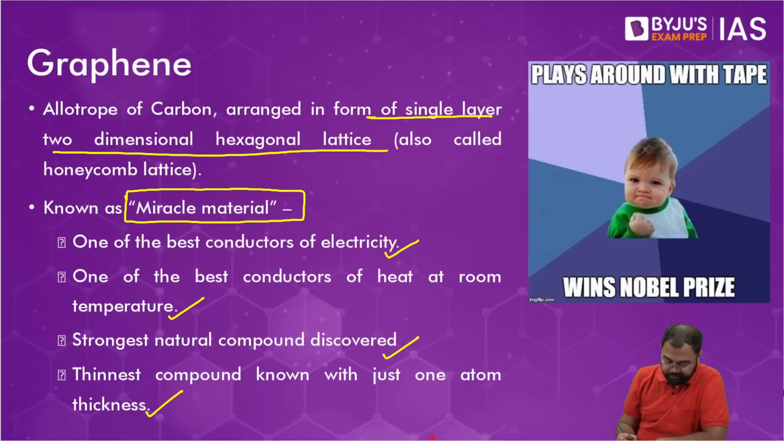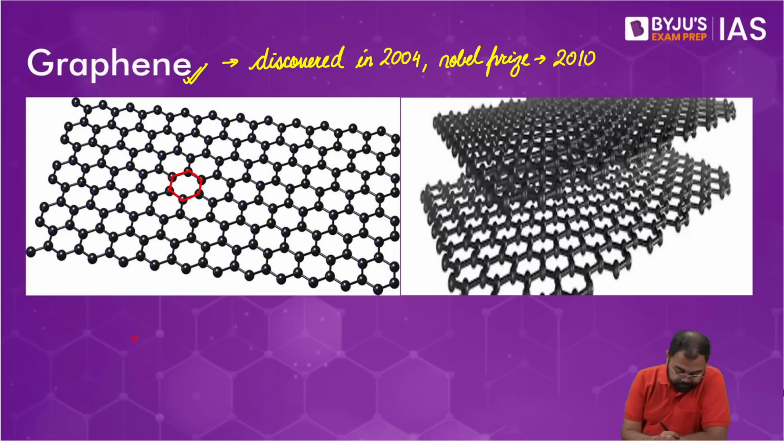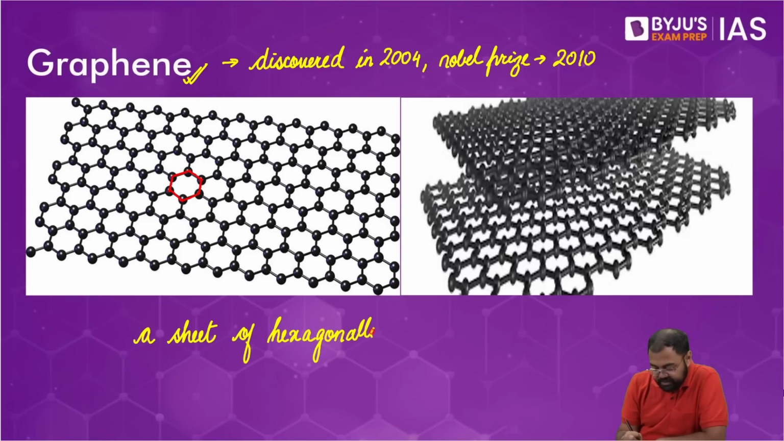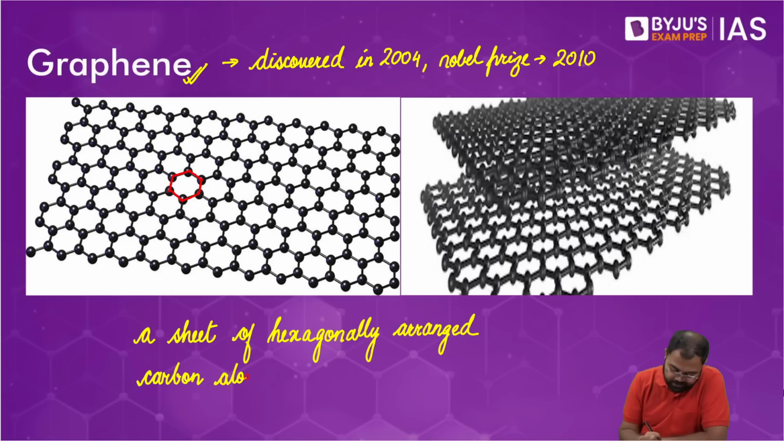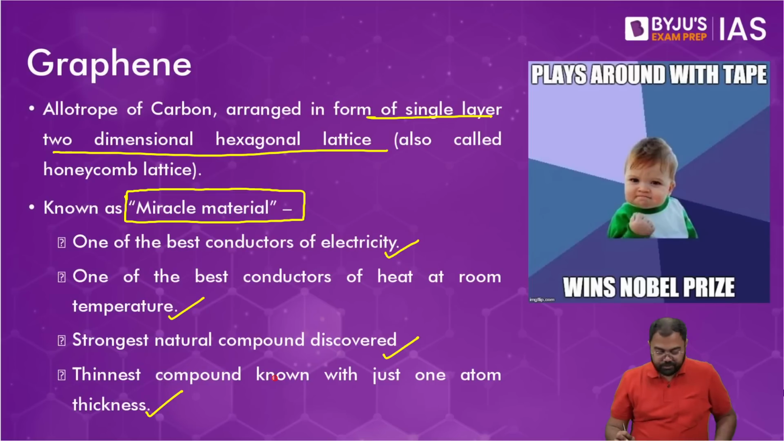So in simpler words, I can say that it is a sheet of hexagonally arranged carbon atoms. All right. So that is basically what we see here with graphene. With graphene, we saw that there are all these properties, and that's why it was named a miracle material, because it could do a lot of things that were even unheard of until then.